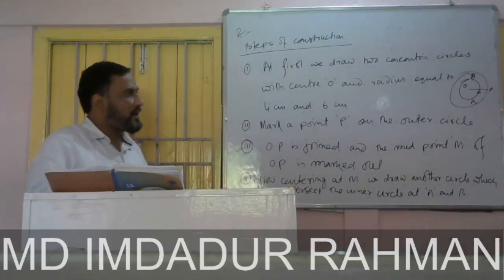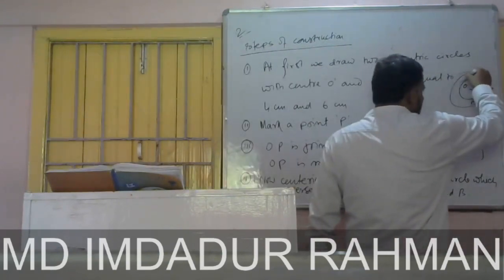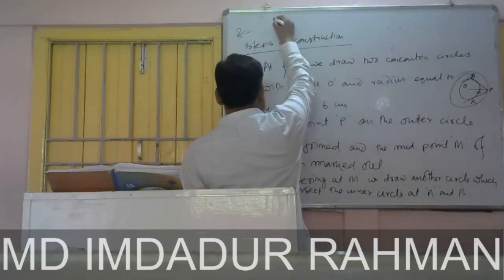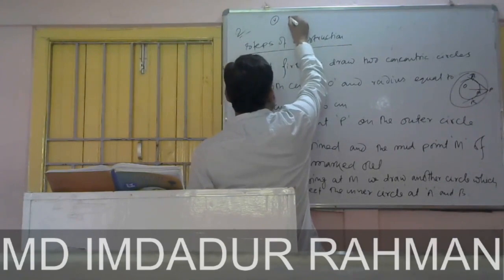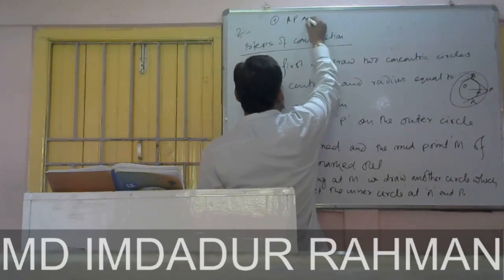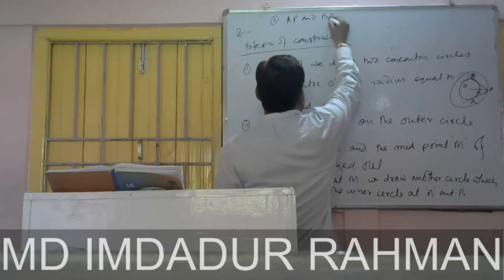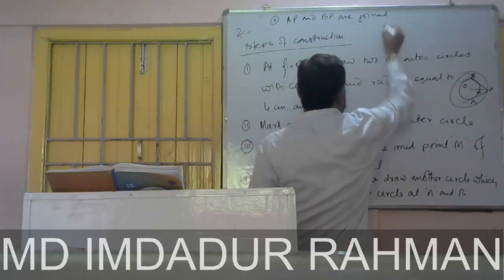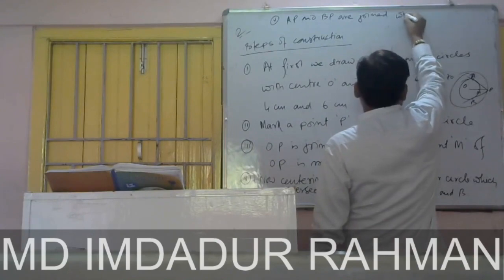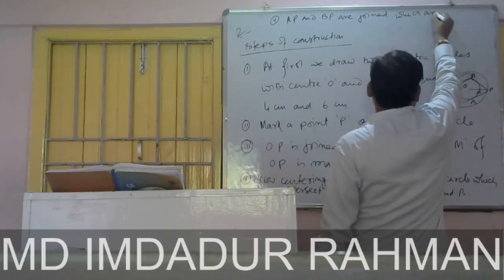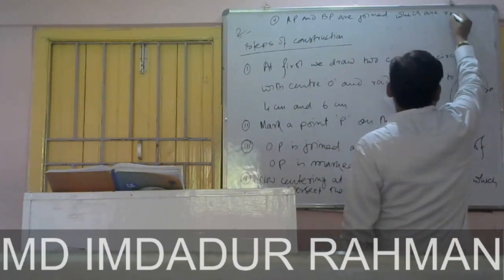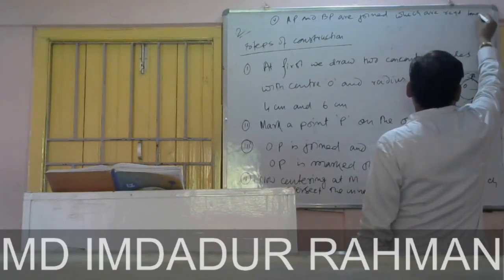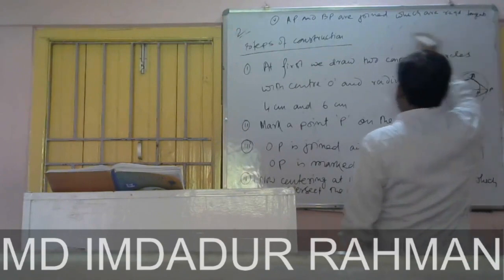If we join AP and BP, number 5, 5th step, AP and BP are joined, which are the required tangents to be drawn.